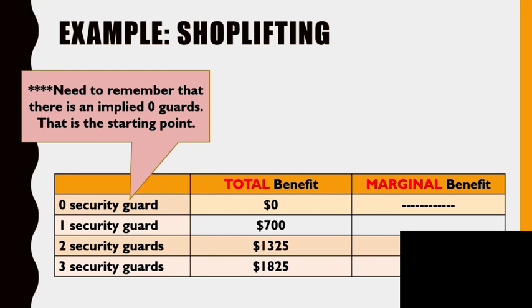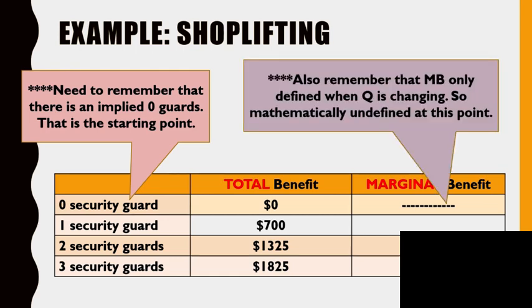implied 0 guard. The other thing that you're going to have to note is that marginal benefit is only defined when Q is changing, right? Think about the equation. It was change in total benefits over change in Q. But if we're just sitting there at 0, we have no security guards, nothing is changing. So there's no marginal concept. So I'm using a dash to suggest that it's mathematically undefined until guards start changing.